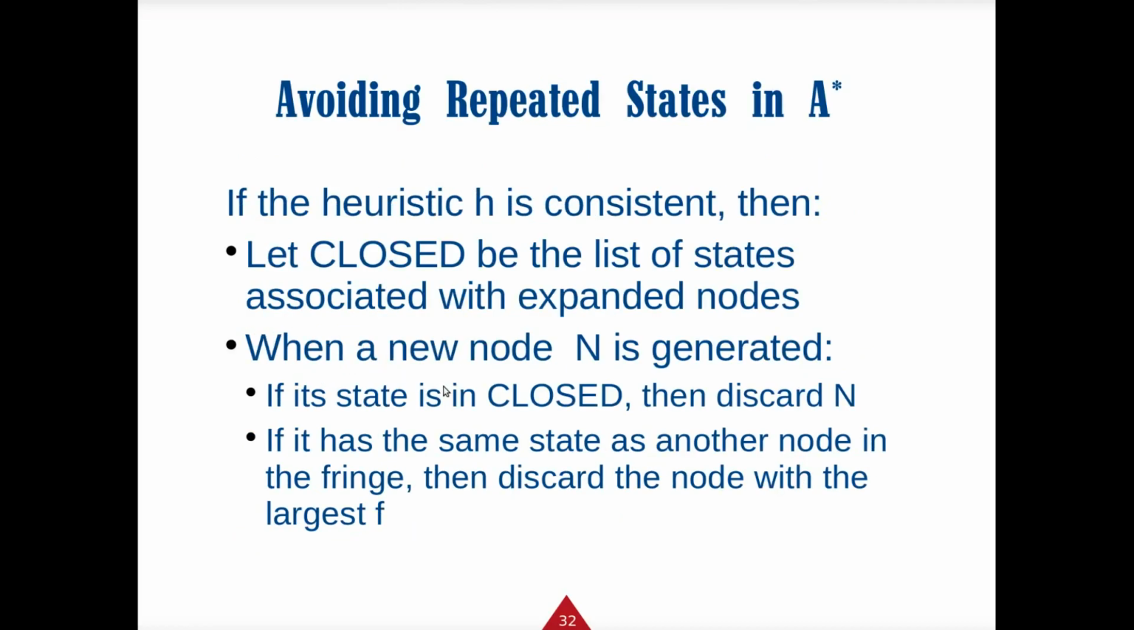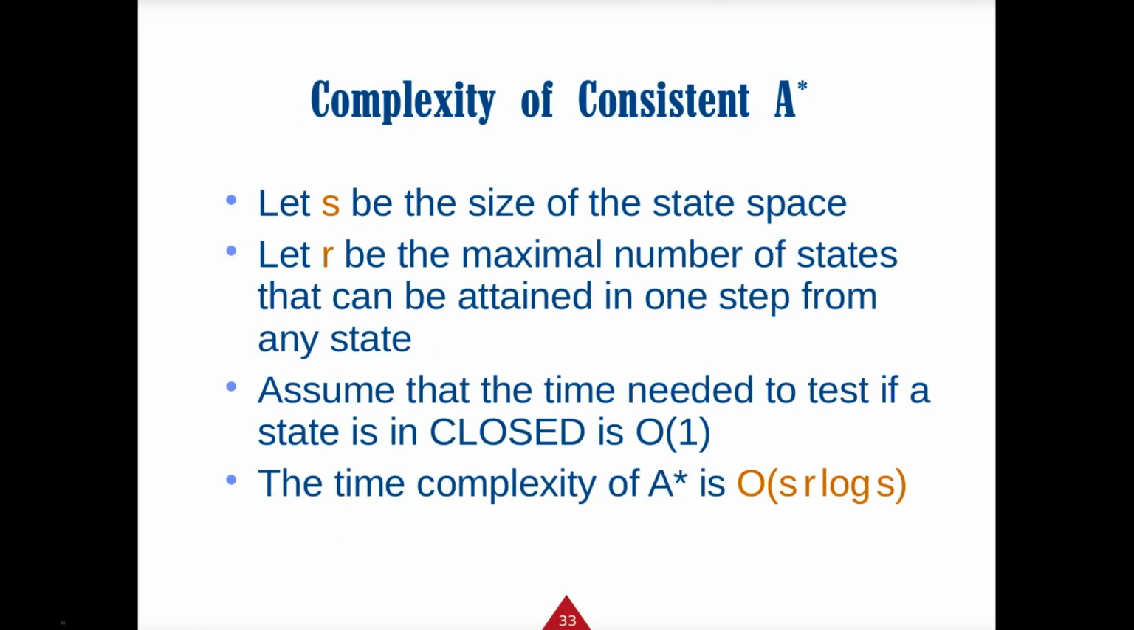And then if the heuristic h is consistent, then let closed be the list of states associated with expanded nodes. So what I'm saying here is basically you want to keep track of the nodes that you've gone through, and if the performance is getting worse, then discard a node that has a longer step function. So what we're trying to do here is basically define how searching works and how to know when to stop your paths from going ahead.